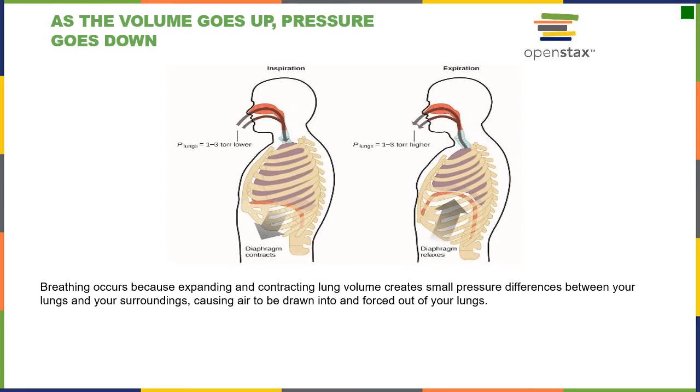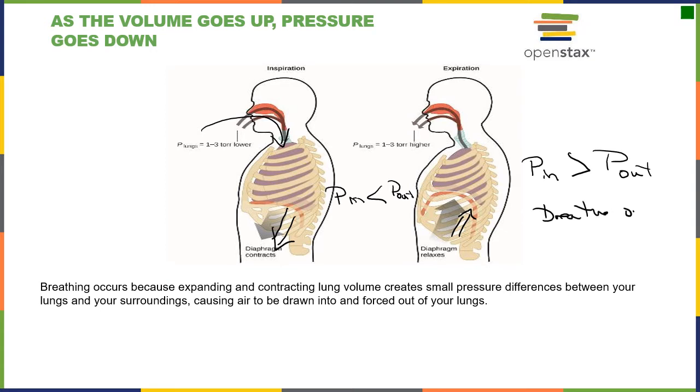If the volume of our lungs goes up and the space increases, the pressure inside is going to become lower. Pressure in is less than the pressure out, and if the pressure in is less than the pressure out, then air goes in. If the volume in our lungs decreases, the pressure in is greater than the pressure out, and we breathe out. Remembering that air pushes, it's pressure that pushes, and we're always going to push from the higher pressure to the lower pressure.